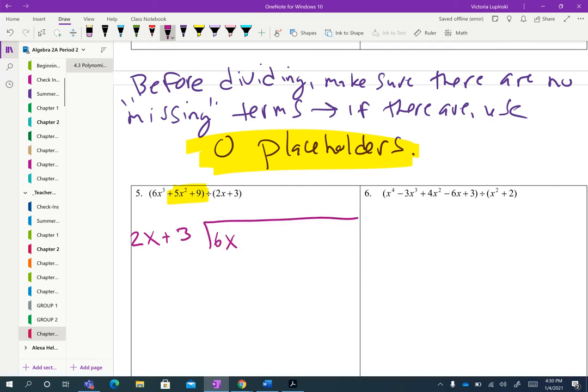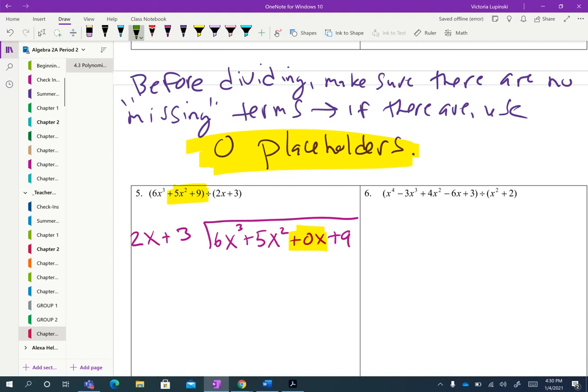Here's the big difference. When I go ahead and copy my 6x cubed plus 5x squared, because of the fact that there is no x term, I'm going to go ahead and use a 0 placeholder, and I'm going to say plus 0x. Very, very important that you use that placeholder. If not, the rows and the columns are not going to line up nicely. So it takes no time at all to put that placeholder in, but it makes a big difference at the end of the day. Honestly, once I've got that placeholder in, it is business as usual.